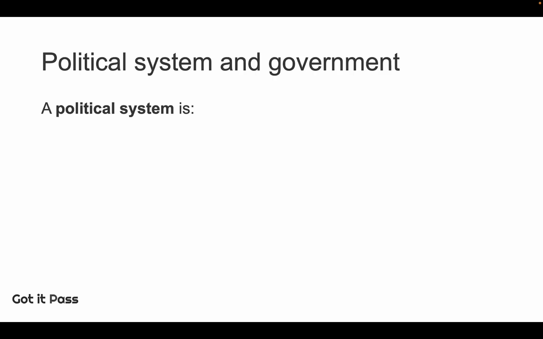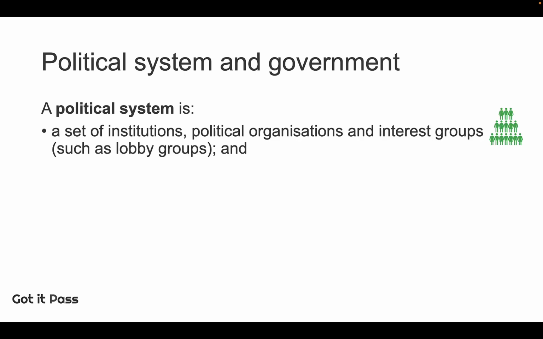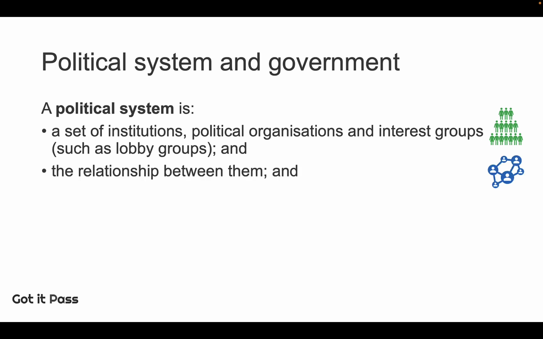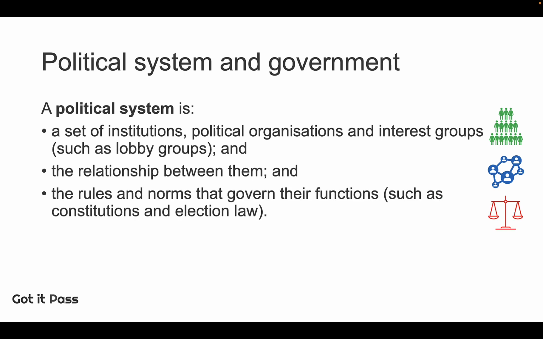First, we define what a political system is. A political system is a set of institutions, political organizations, and interest groups, such as lobby groups, and the relationships between them, and the rules and norms that govern their functions, such as law or constitutions. That is the definition of a political system, and under the political system there are three levels that we will discuss with you.